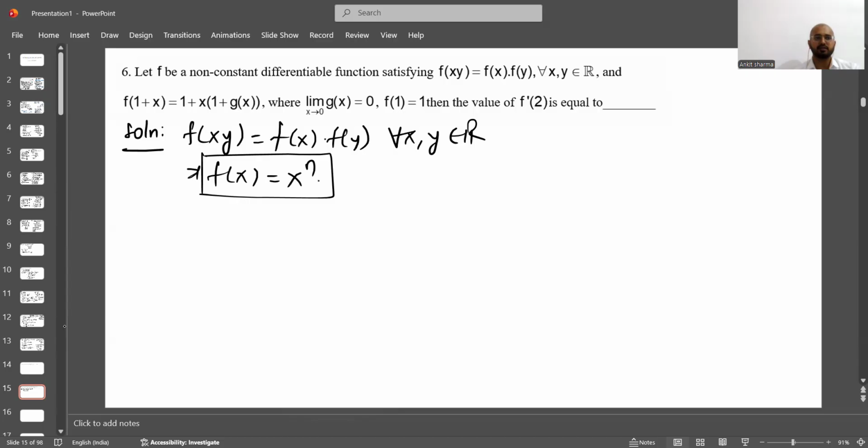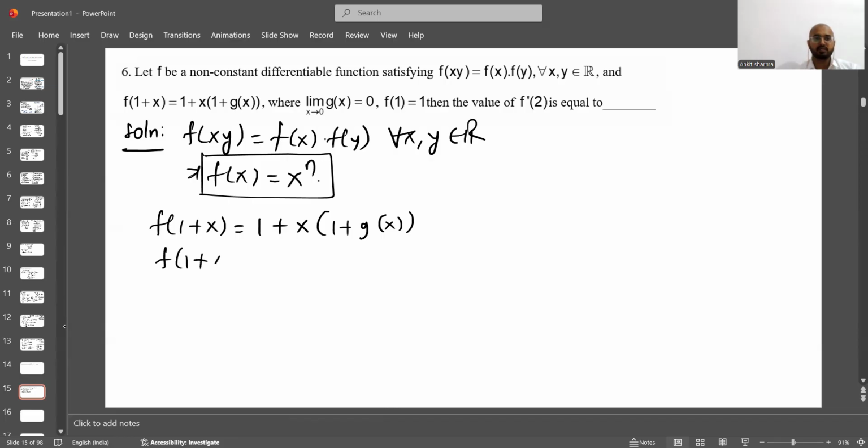And now we have this here: f of 1 plus x is equal to 1 plus x into 1 plus g of x. That means I should try to find out the condition on f dash, because we have f of 1 equal to 1, which is quite obvious. That means we don't get what the degree is here exactly, because we need f dash of 2. So from here we need to get something on f dash. That means by the law of common sense, I should think of finding something here.